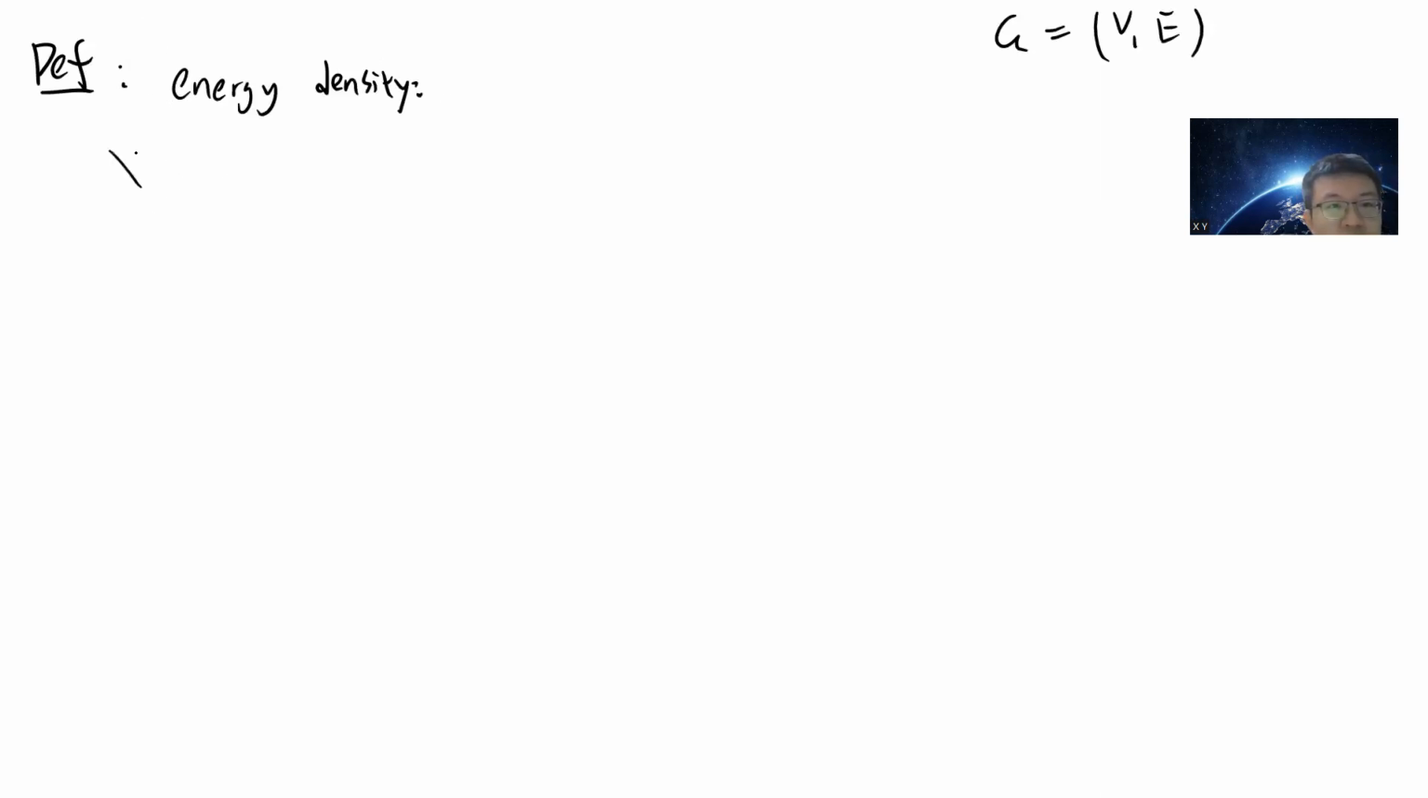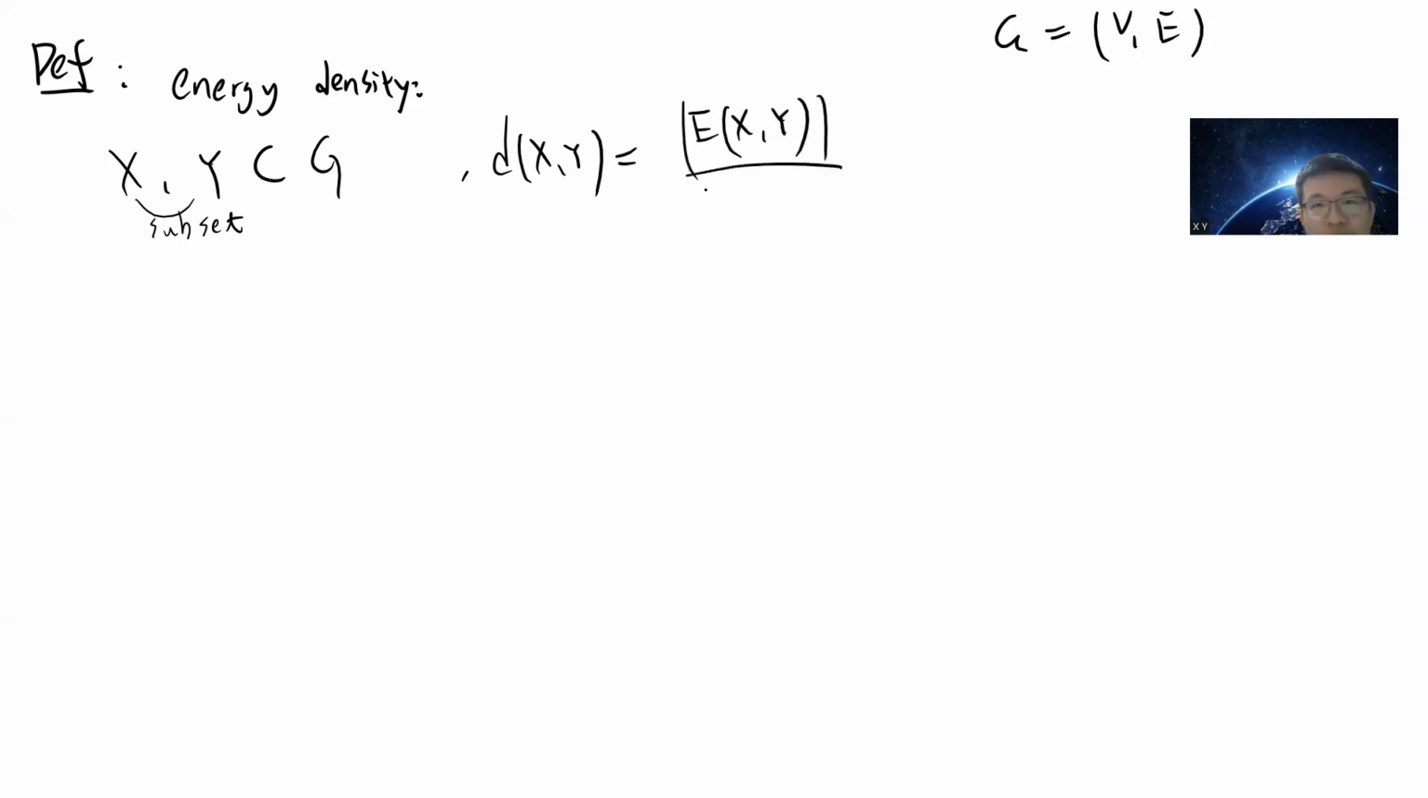If I take two subsets of the vertices of graph G, X and Y, then I can define the edge density, usually called d(X,Y), to be the number of edges from X to Y, divided by the size of X times the size of Y. Here e(X,Y) is basically the number of edges.